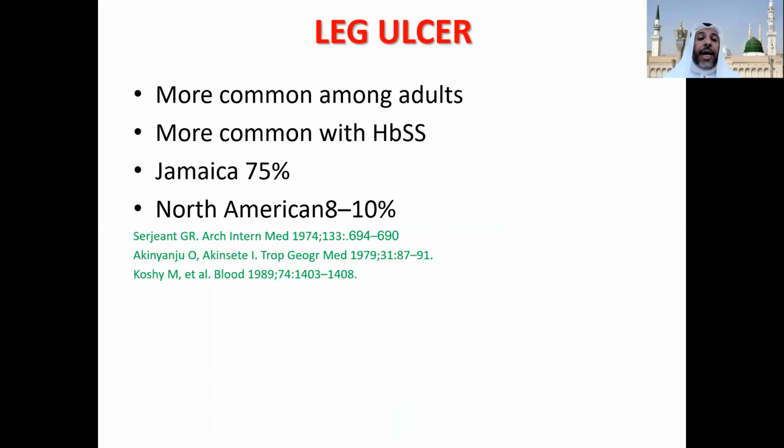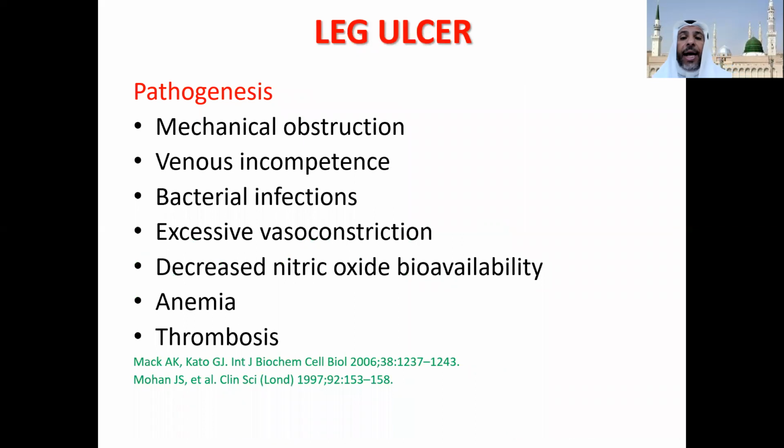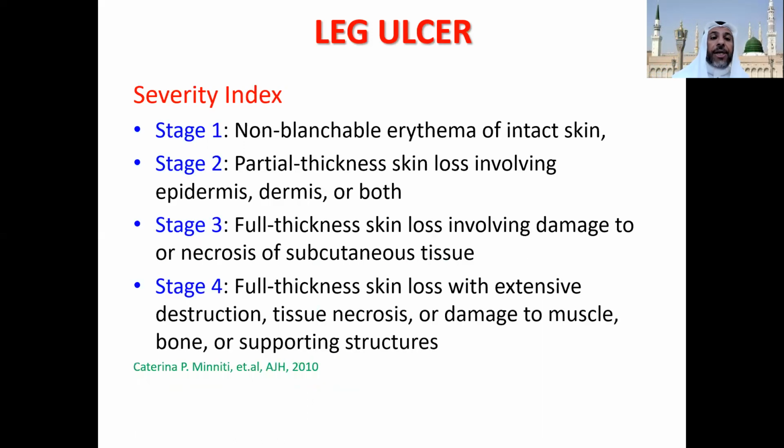more common among hemoglobin SS. In Jamaica, they have reported it in 75% of their patients. In North America, they have reported it in 10%. We are still not totally aware of the exact mechanism, but it involves mechanical obstruction, venous incompetence, bacterial infection, excessive vasoconstriction, anemia, thrombosis, and so on.